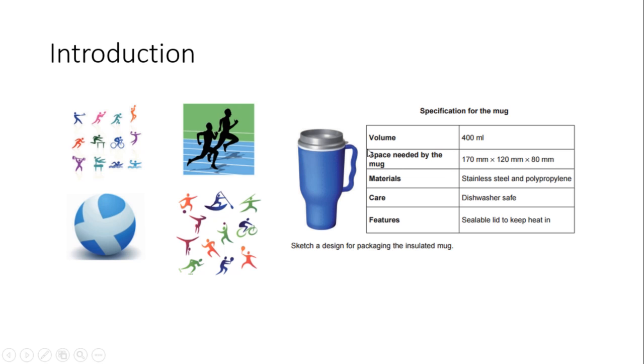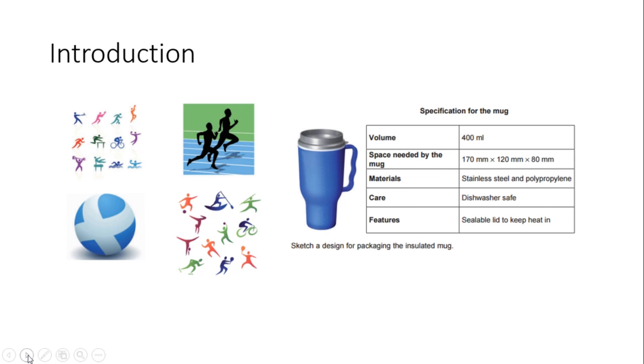So you expect it to somehow show on there the fact that the product can hold 400 milliliters of liquid, and these are the dimensions that you should mention when you are drawing your packaging. Also, the fact that it's made from polypropylene and stainless steel is a selling point which should be mentioned on the packaging as well. And the fact that it's dishwasher safe is also a crucial selling point which should be shown on the packaging as well. And the fact that it has a main feature, a sealable lid to keep the heat in, should also be emphasized in your packaging.